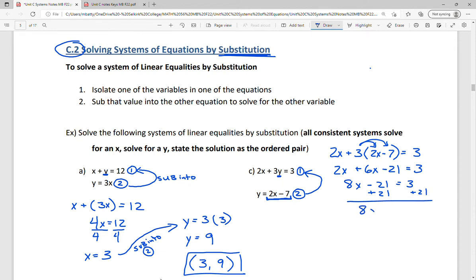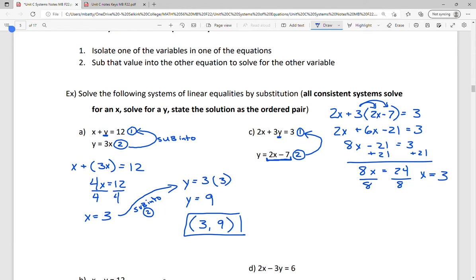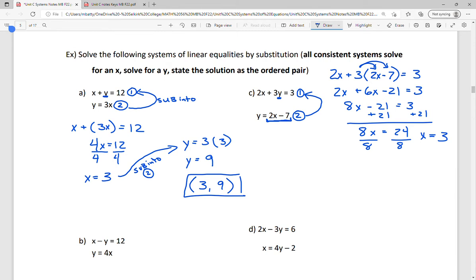This gives me 8x equaling 24. Finish it up, divide by 8 on both sides, and I get that x equals 3. So what I'm going to do with that, I'm just going to scroll to give myself a little more space here, is I'm going to take that x, because that's only half of my answer.